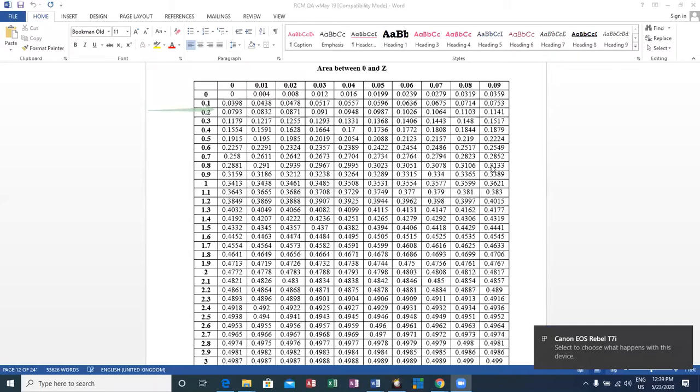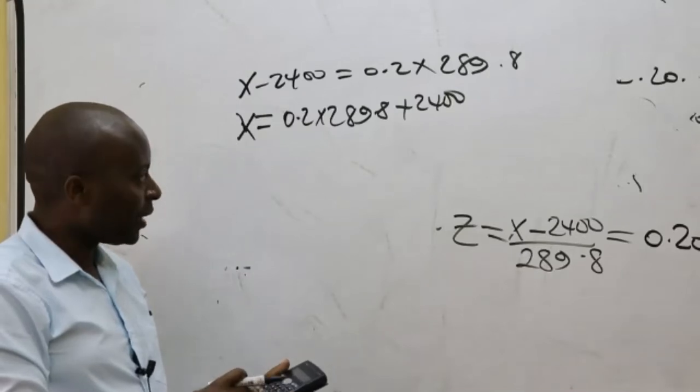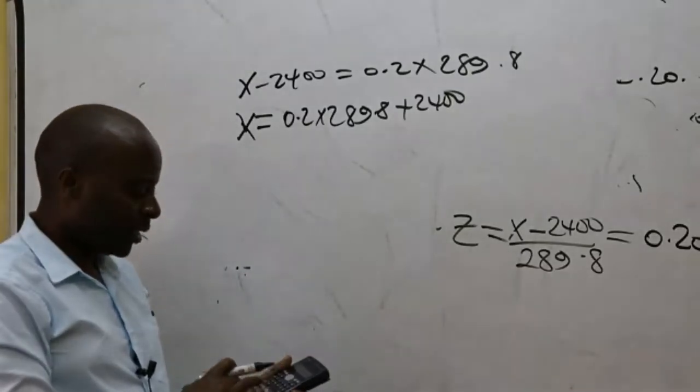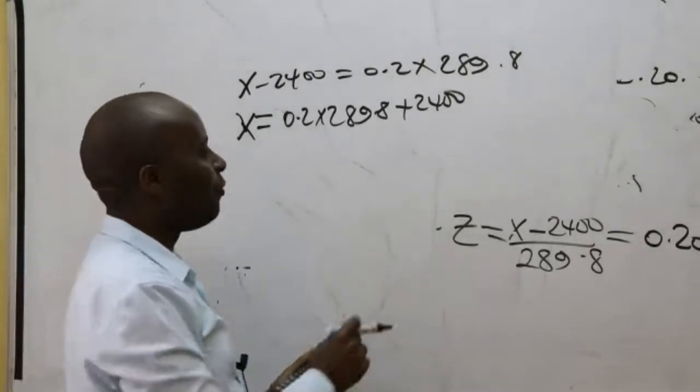So we have here X minus 2400, or rather X equals 0.2 times 289.8 plus 2400, plus because this has to cross over. When it crosses over, it becomes positive. So at the end of the day, we'll have here 0.2 times 289.8 plus 2400, which will end up giving us, ladies and gentlemen, 2458.